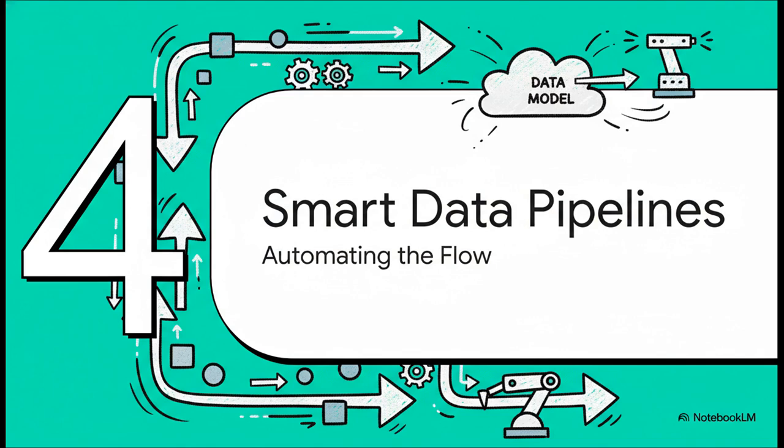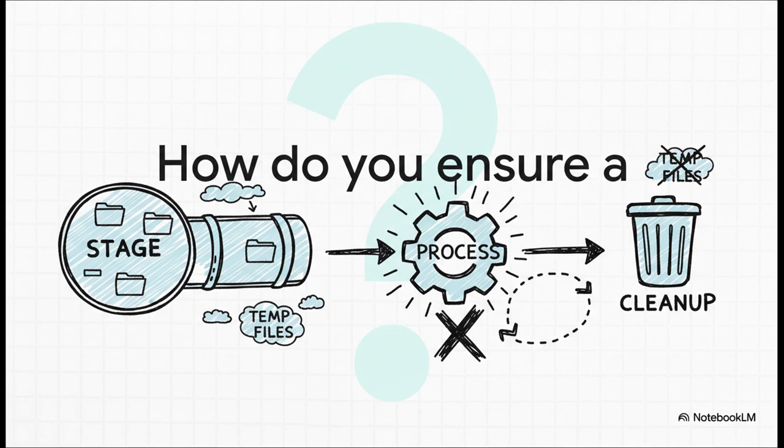Okay, our final decoded theme is all about automation. Look, building a great model is one thing, but for a real enterprise solution, you need robust, intelligent, and, most importantly, automated data pipelines to keep it fed with fresh data. So let's think about a common pipeline logic problem, one that's at the heart of a bunch of questions.